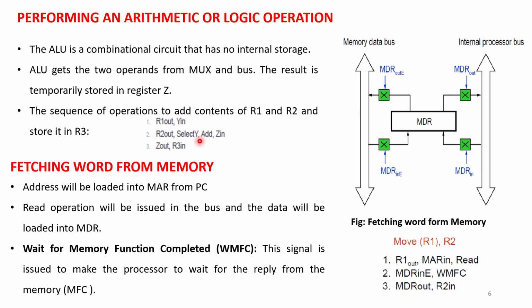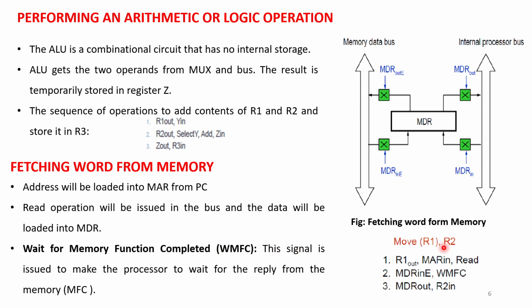This way we have to generate the control signals. Based on these control signals, the operations are performed. Here we have the MFC signal, the memory function completed signal. Once the read or write operation is completed, this is given to the CPU. The speed of the memory is much less compared to the CPU, so the CPU has to wait till the memory function is completed. Once it has been completed, either read or write, it gives the MFC signal. So for reading or writing, it has to wait for the WMFC signal.